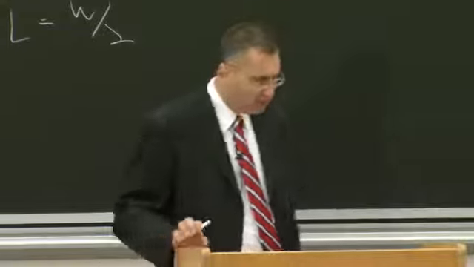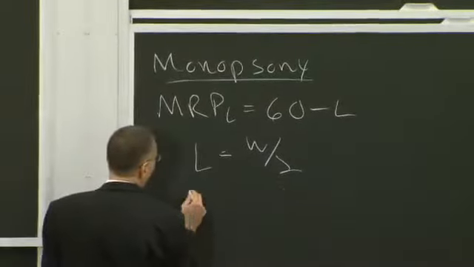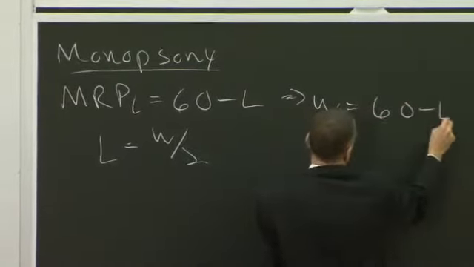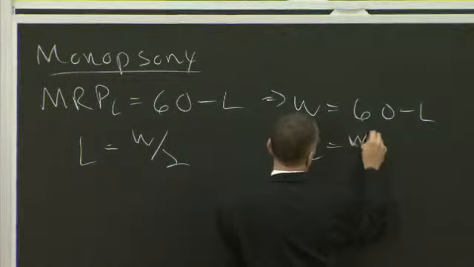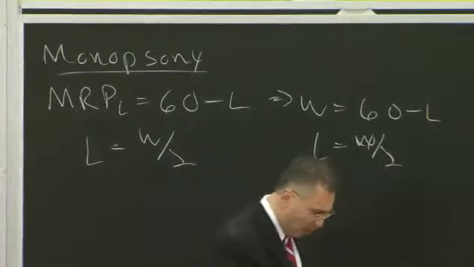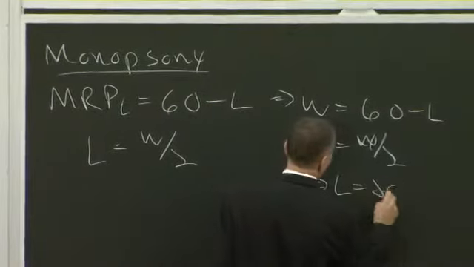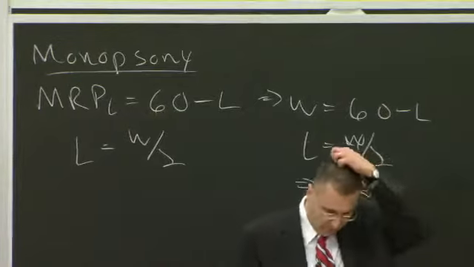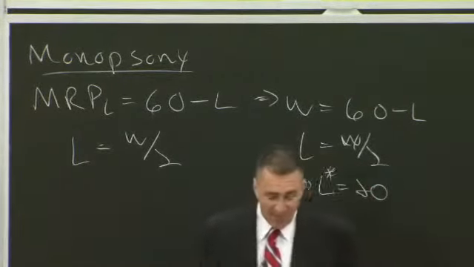Well, in the competitive case, you set supply equal to demand. Well, supply is that firms are going to set the wage equals 60 minus L. Labor supply is L equals W over 2. Okay? So we could just have two equations and two unknowns. We can solve and get that the amount of labor supplied in the competitive case is 20 units. 20 hours, 20 days, weeks, whatever. Okay? 20 units. That's the competitive outcome.